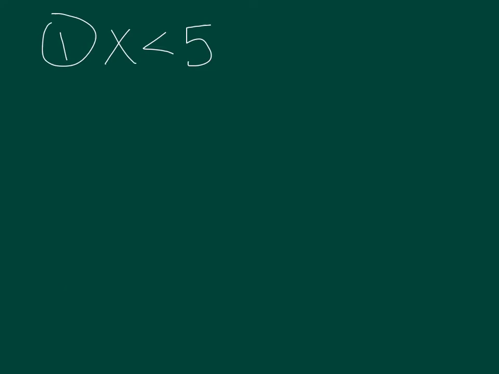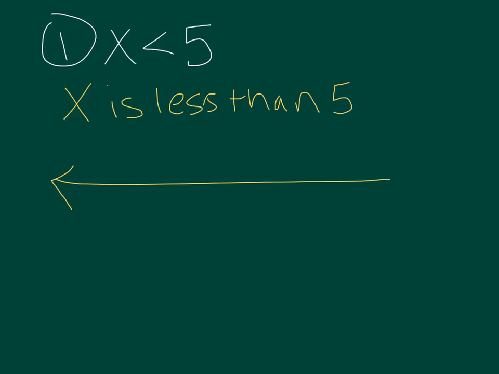Alright, so number 1, x is less than 5. We write that in words: x is less than 5. That means any number that is less than 5 is a solution. If I want to graph this, I start with 0. 5 is on this side of 0. I don't have to graph every single point in between.